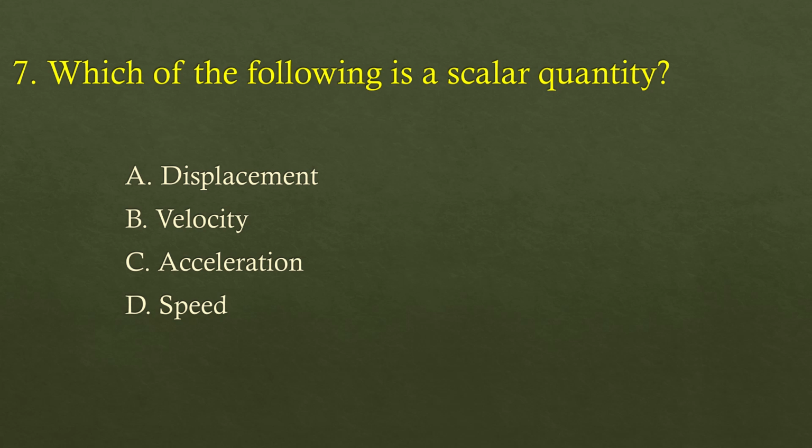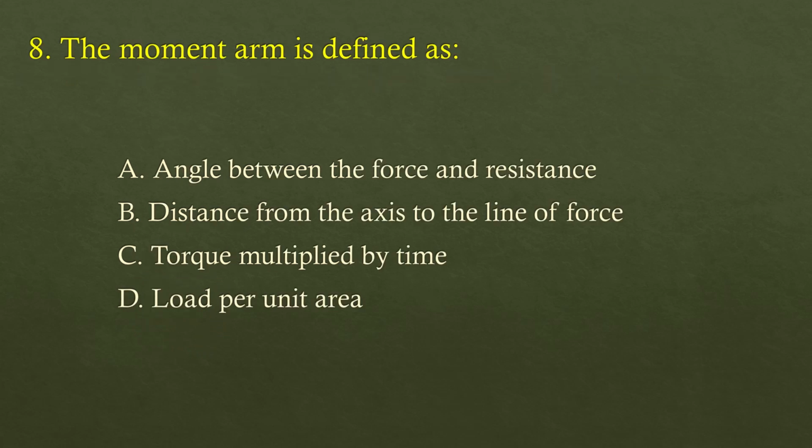Number 7. Which of the following is a scalar quantity? A. Displacement. B. Velocity. C. Acceleration. D. Speed. So the answer is D. Speed.